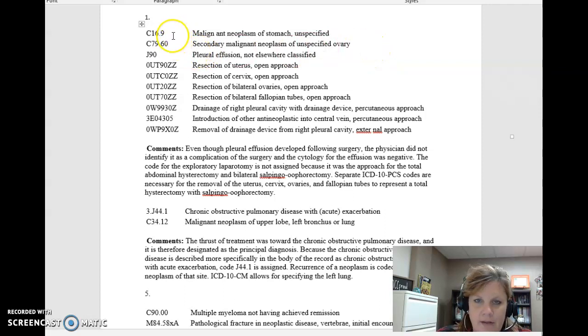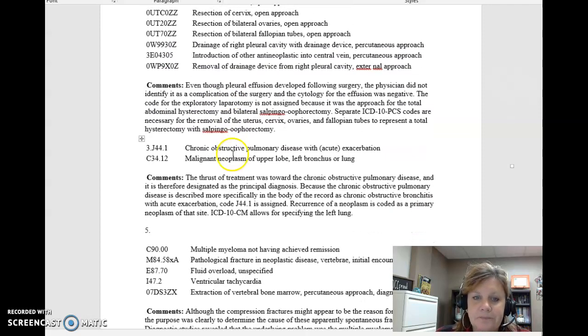Just an FYI, we have the malignant neoplasm of the stomach, so here this was the primary. Secondary site was of the ovary. We had pleural effusion, and then we had all of these procedure codes. One thing you need to really remember is going to be the chemotherapy code, and that's going to be the 3E code. You're going to have this on the exam.